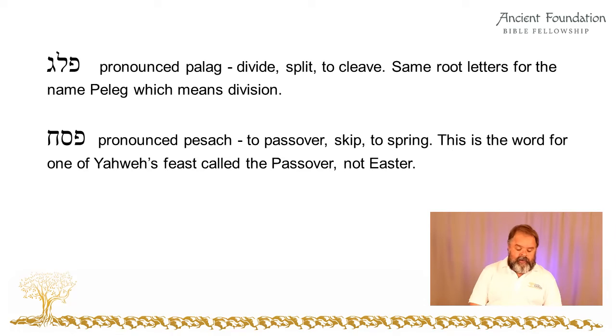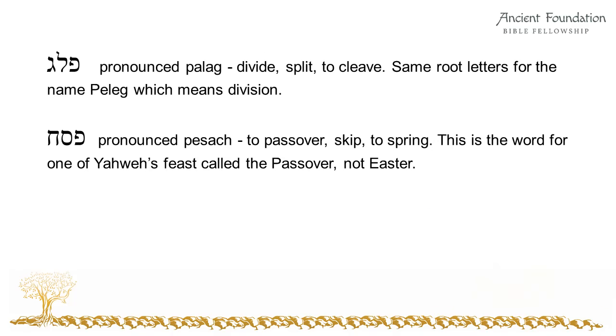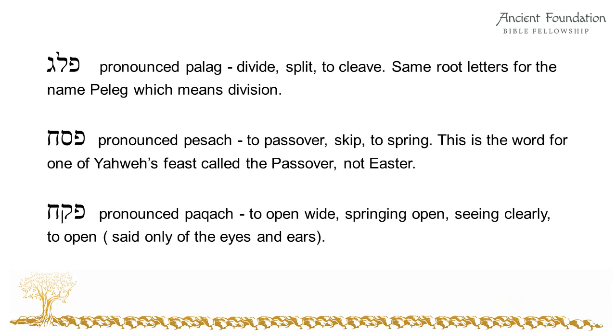Another word that starts with the letter Pei is pronounced Pakak. And this means to open wide, springing open, seeing clearly, and to open. And it's said only of the eyes and ears.